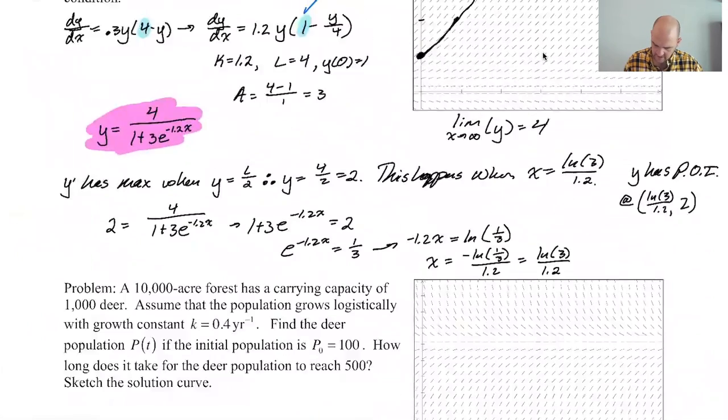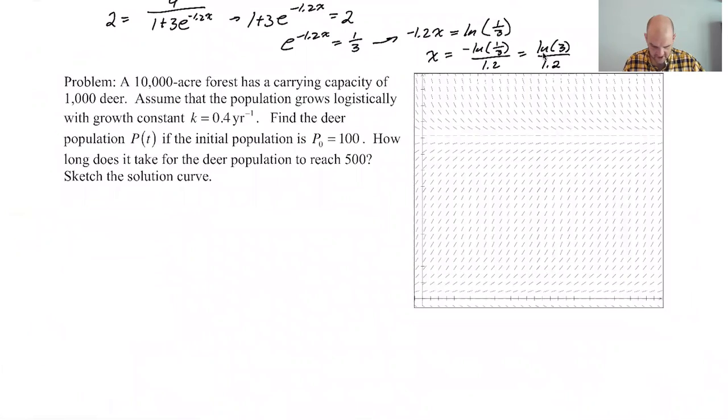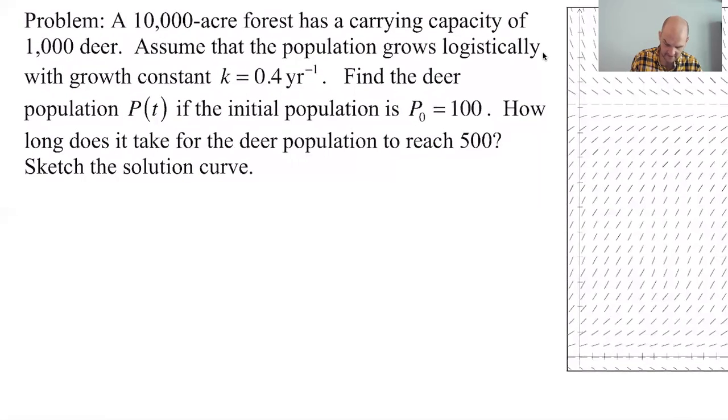Are there fewer questions here? 10,000 acre forest, 10,000 is actually immaterial to this problem. Capacity of 1,000 deer. So carrying capacity, that's telling us L. So that's L is 1,000. You've got to be good at reading these problems.